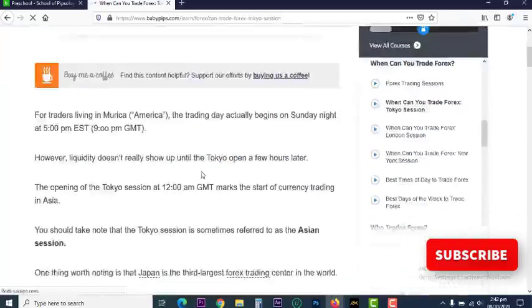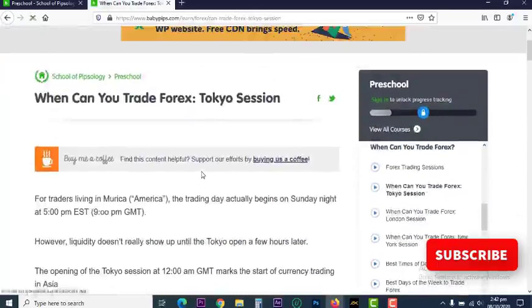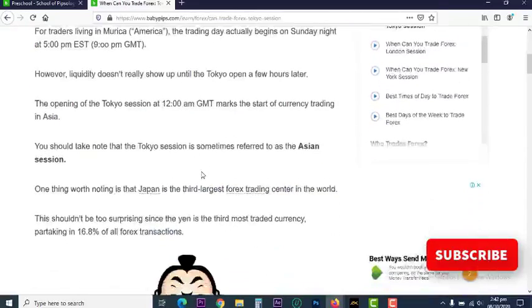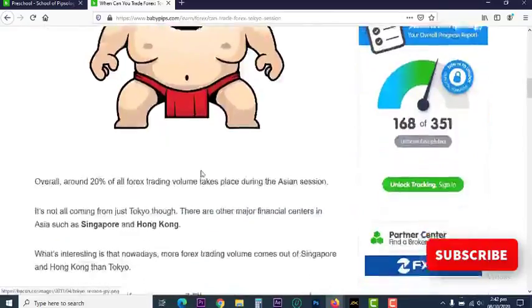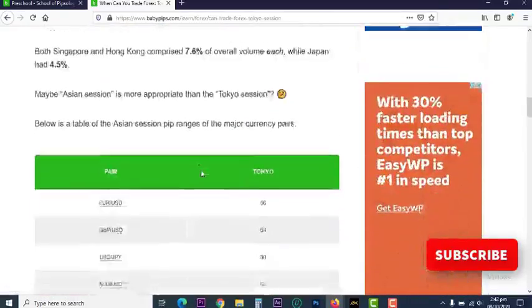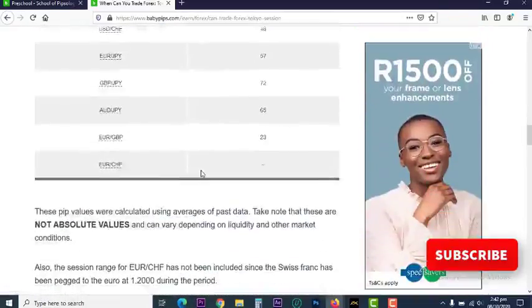The next section we're talking about is the Tokyo session. When can you trade the Forex Tokyo session? We've talked about all of these, friends. So this is not really something important for you to bother yourself about.